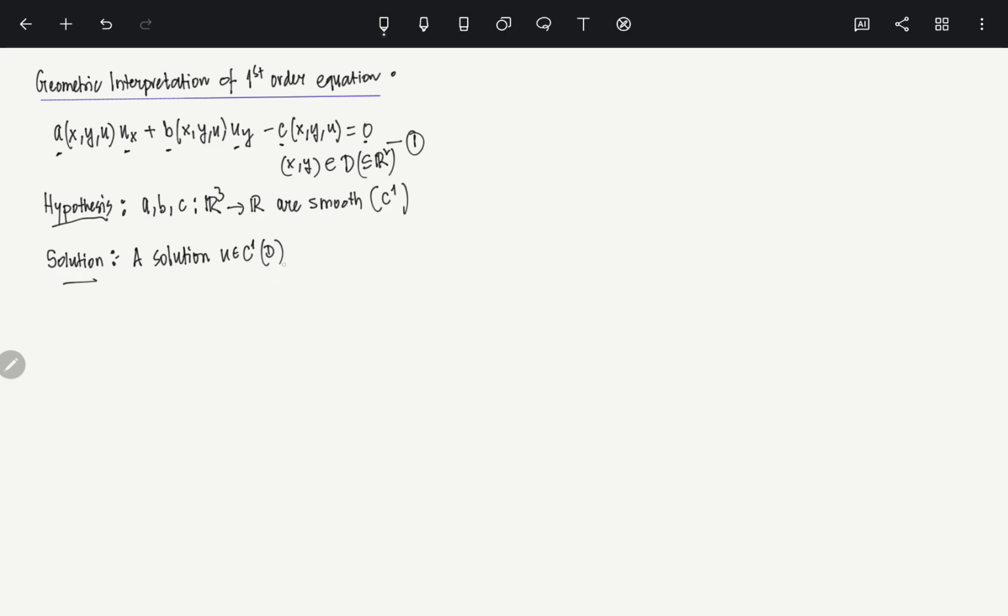Yes, so basically we are trying to find a function which is defined on all of D in such a way that the function is continuously differentiable. Yes, okay. And moreover, what happens to the function? So basically we are looking for that function to satisfy this thing, right?